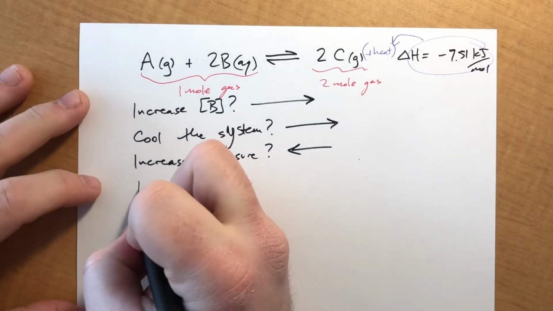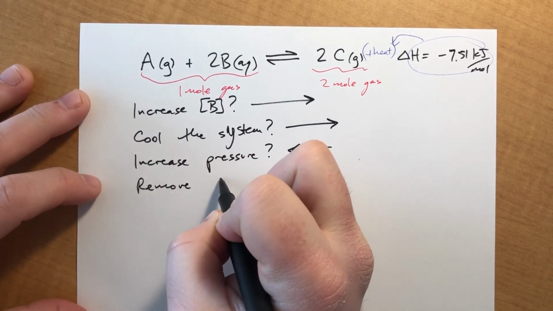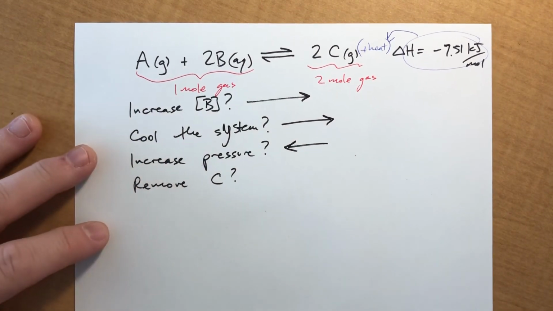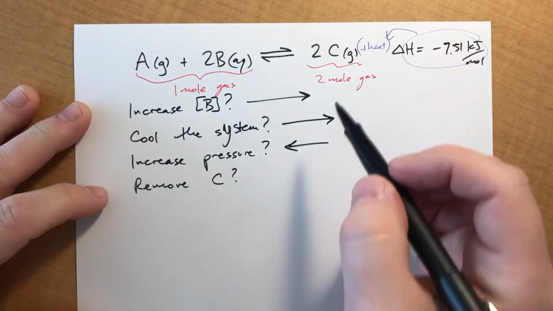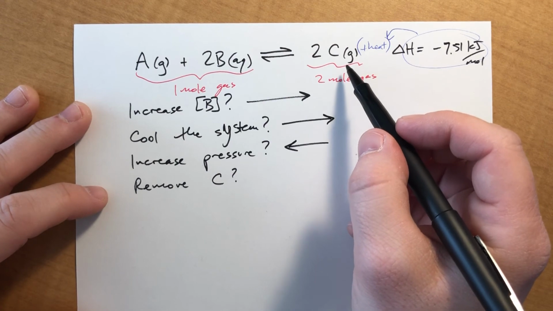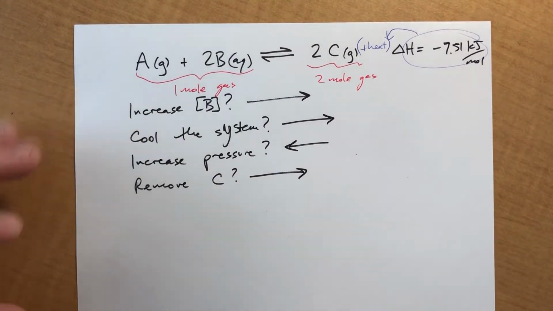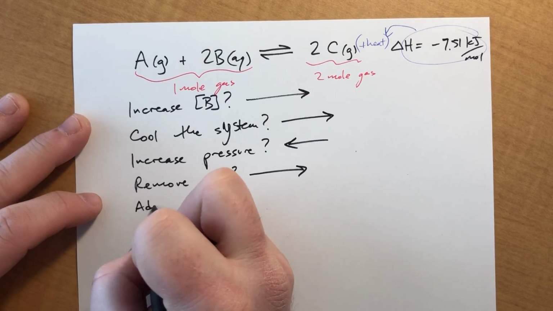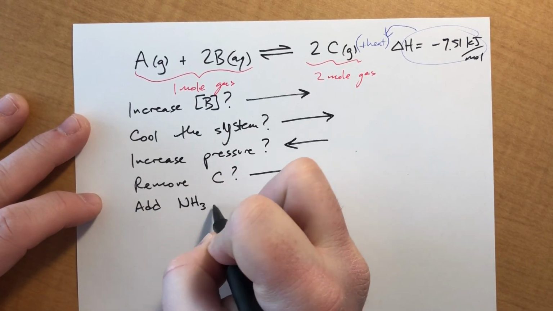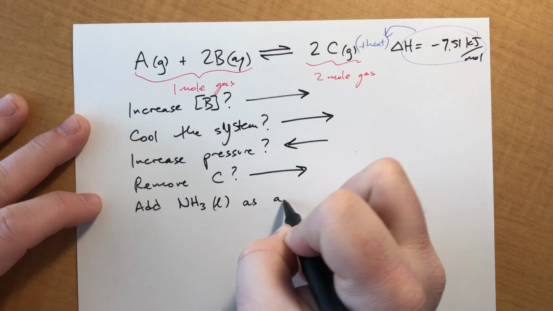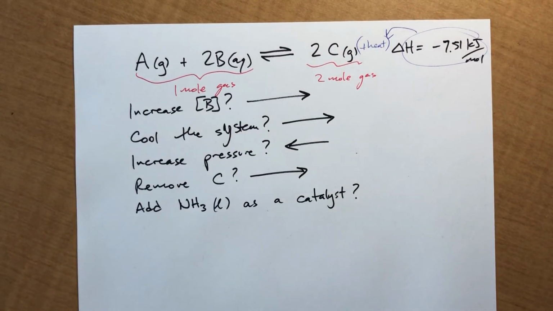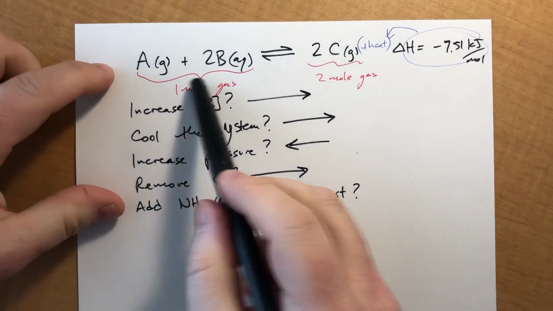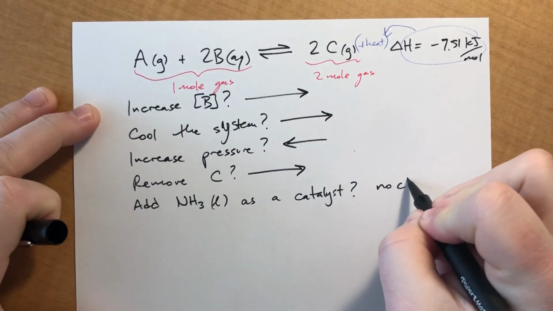What happens if we remove compound C? Suppose we find a way to remove just that, maybe react it with something else, basically pull it out of the reaction. It's not a liquid or solid, so if you're removing a product, it should shift to the right. What happens if we add NH3 liquid as a catalyst? If you add a catalyst when it's already at equilibrium, you will get no change.